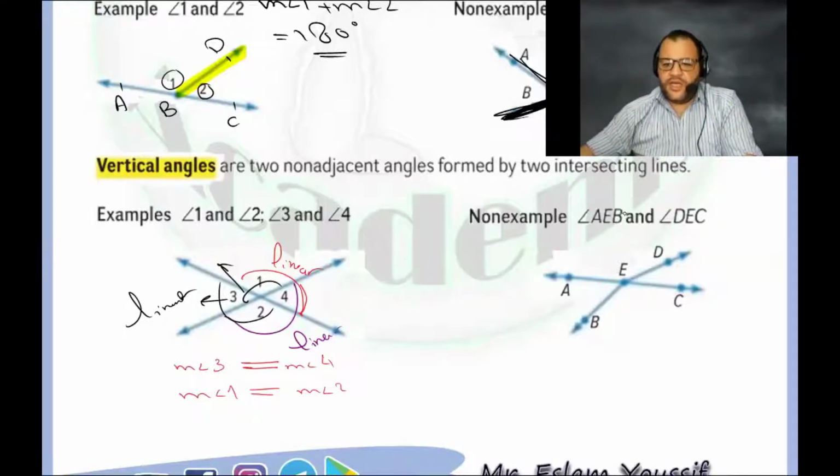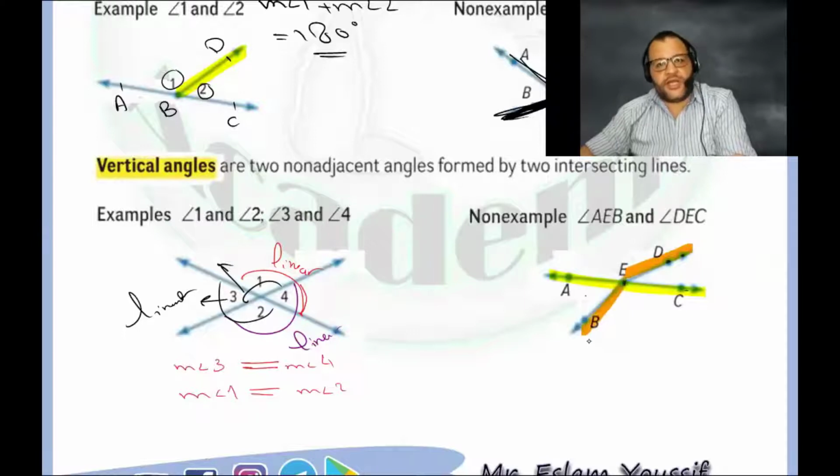Can we say now that the two angles AEB and CED are vertical opposite angles? No. Why? They don't have the same measure, because we have only one straight line. The second one is a broken line. It's not a straight line. It's two rays, not opposite rays. They are making a broken line, not a straight line. You get the idea for this one?